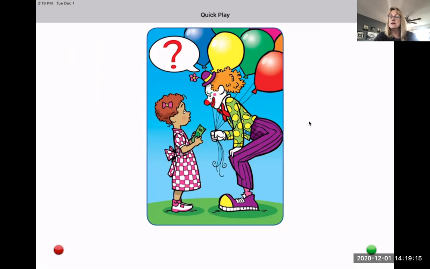Okay, possible questions the clown could be asking could be, would you like to buy a balloon? Or what color of a balloon do you want to buy? Or how many balloons would you like to buy? Those are all ways the clown could learn more information.